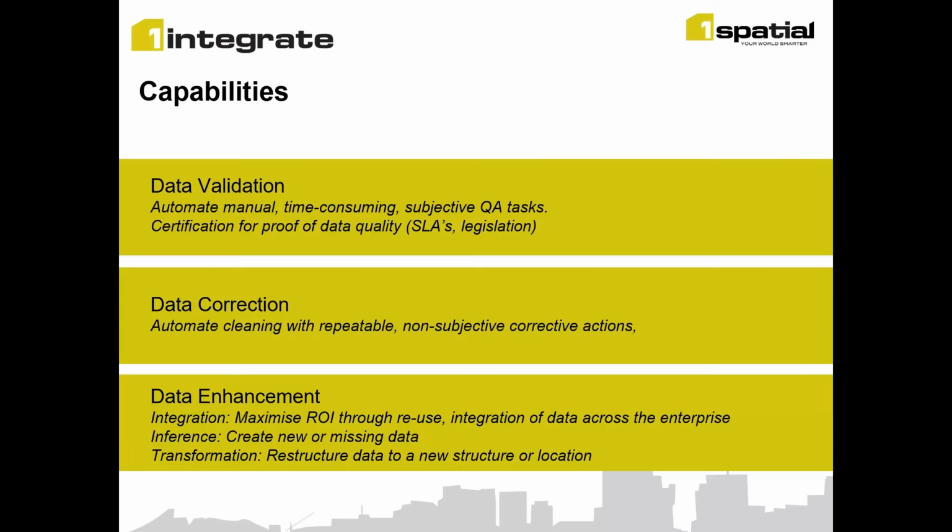And in reality, we aren't able to automate 100% of those data quality techniques. It's unrealistic to do that, but certainly we always aim to get to between 70 and 80% automated correction. And then the third element is that data enhancement, so using the actions to change the data in some way, so to integrate different data sets together, to infer new data from existing data sets.